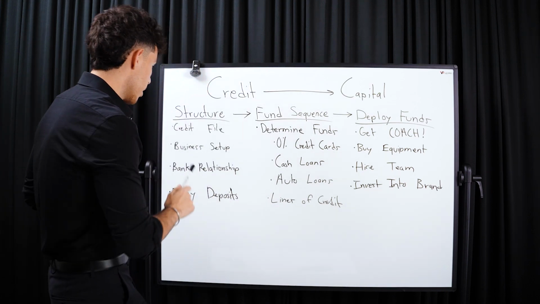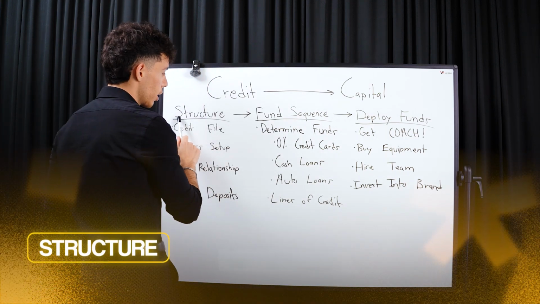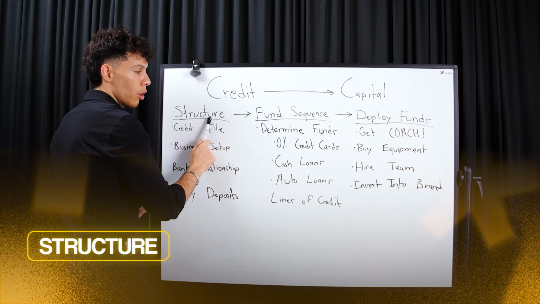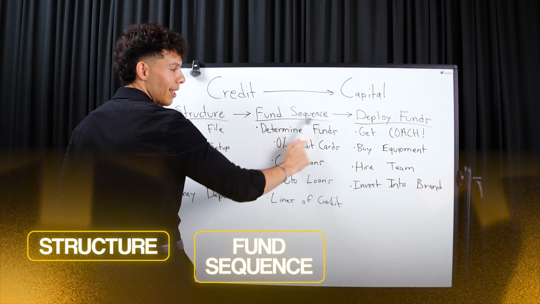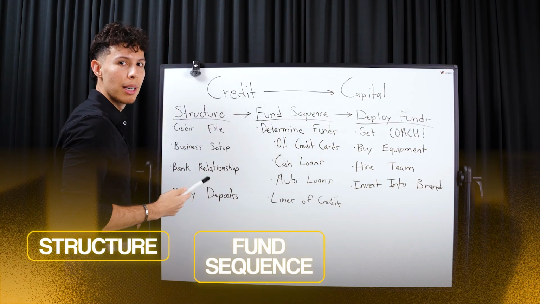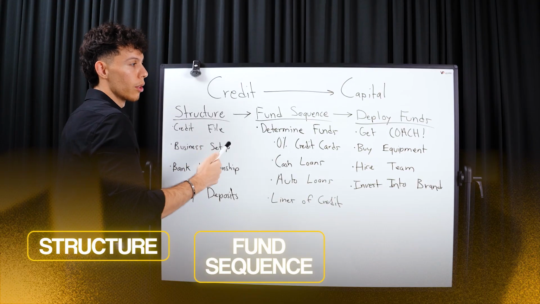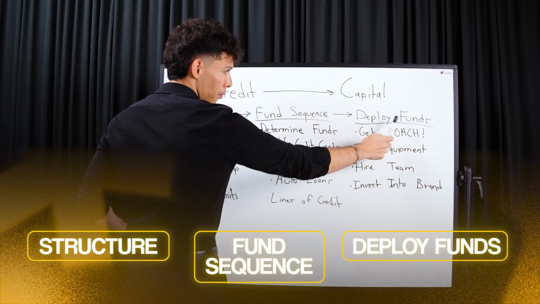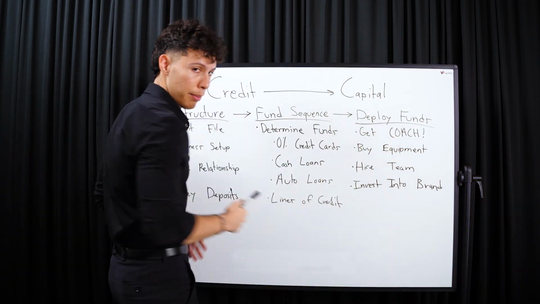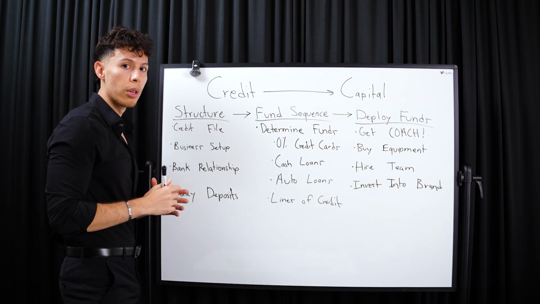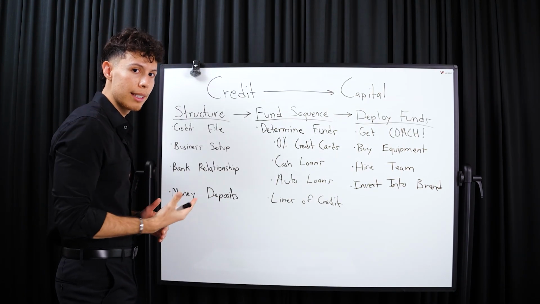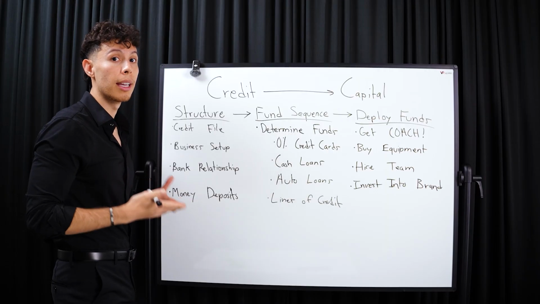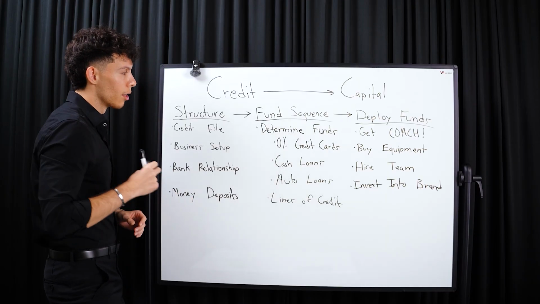I wrote it down in 3 different sections. The first section is structure. We want to structure everything so we look good. The second portion is the funding sequence. This is us actually getting the money from the banks, from whoever, to start the business. And the last part is deploying the funds. Deploying the funds means we're going to use this money to start that business, to invest that money, whatever we have to do to make our return on our investment. So let's go ahead and break it down.